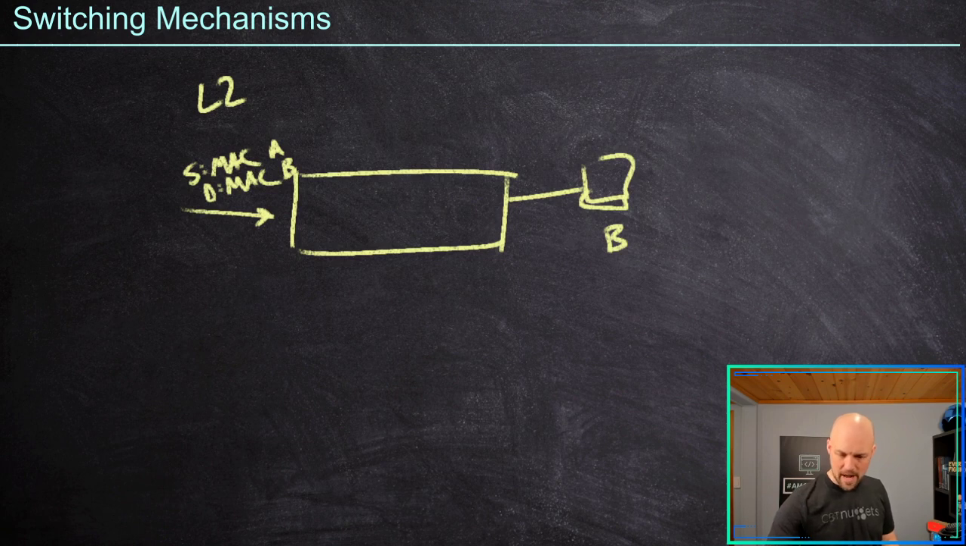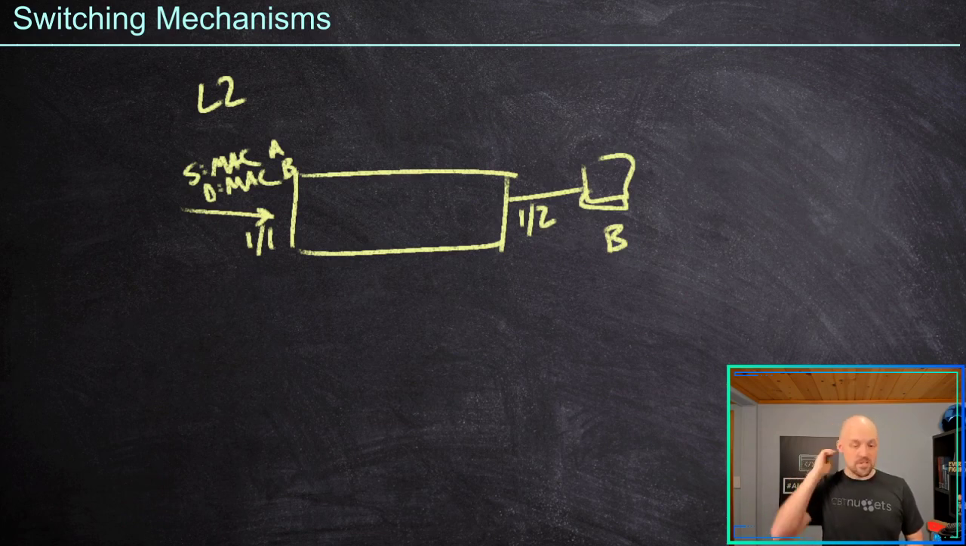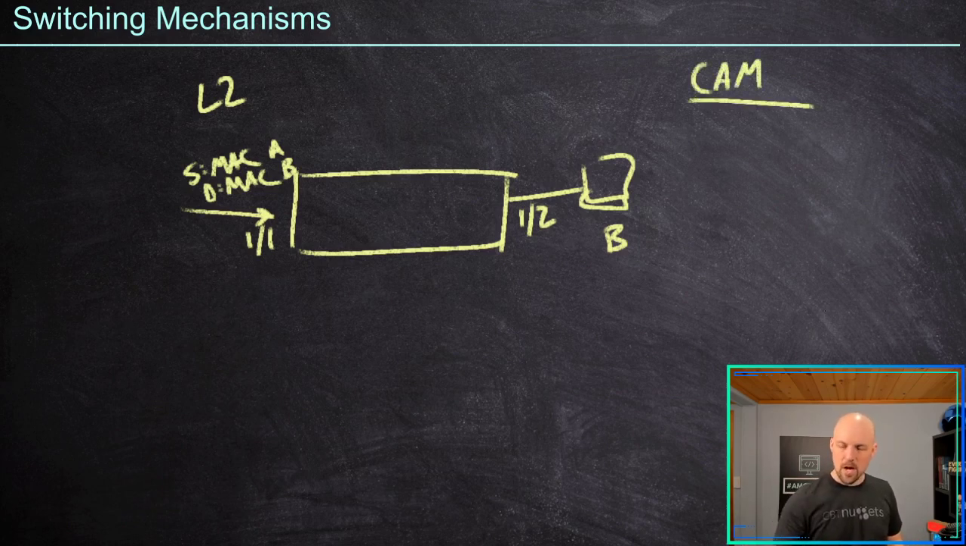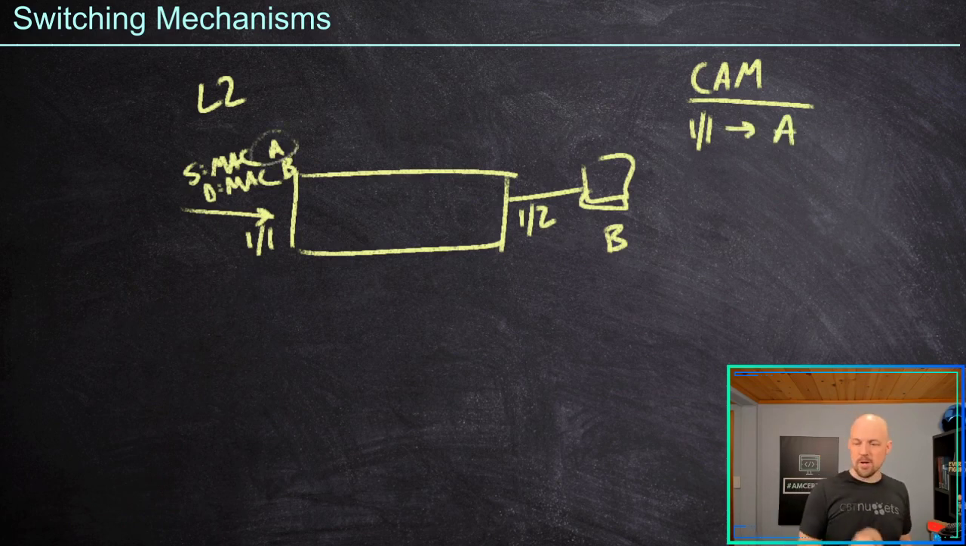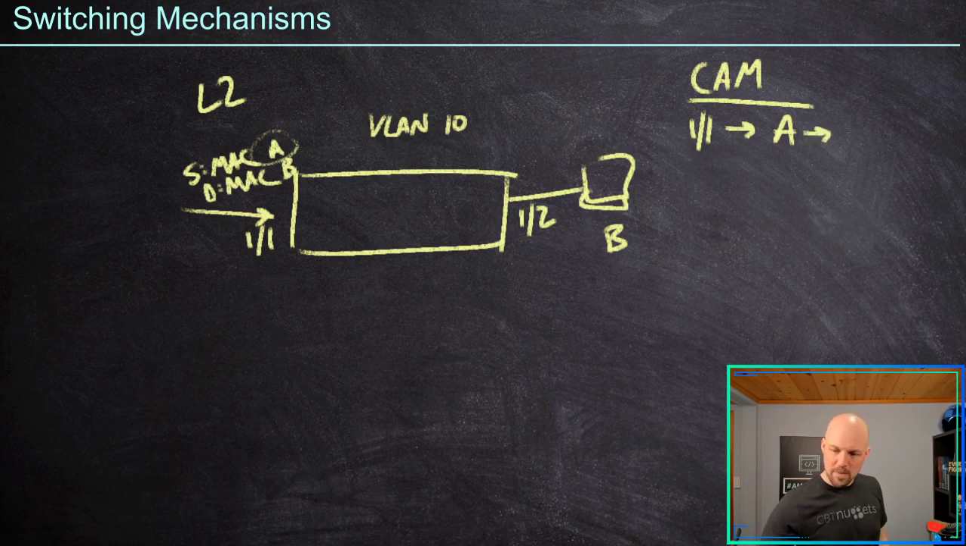Let's call this interface 1/2, and we'll call this interface 1/1. A couple of things are going to happen. Again, this part is just a review. From a CAM perspective, we're going to track all of this MAC address information. We're going to track the fact that I just got a frame on port 1/1, so 1/1 has MAC address A living out of it. We know that those two are paired up with one another. Incidentally, layer 2 traffic in the modern switching world is always going to belong to a particular VLAN. So let's say this is all in VLAN 10, which means we're going to track that also as belonging to VLAN 10.